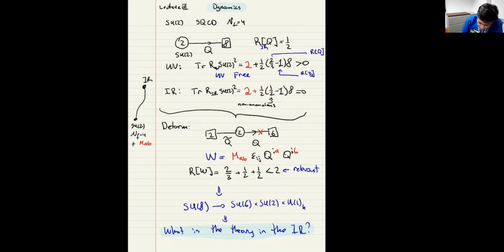Notice that the theory we started with, this SU2 gauge theory, has an SU8 global symmetry because we have 8 fundamentals. But this superpotential breaks the SU8 to SU6 times SU2 times another U1 symmetry. Basically, this is the U1 symmetry which appears in the decomposition of SU8 to SU6 times SU2 times U1. So the question is, what is this theory in the infrared? What are the properties of this theory? And the properties of this theory are quite surprising, as we will see.